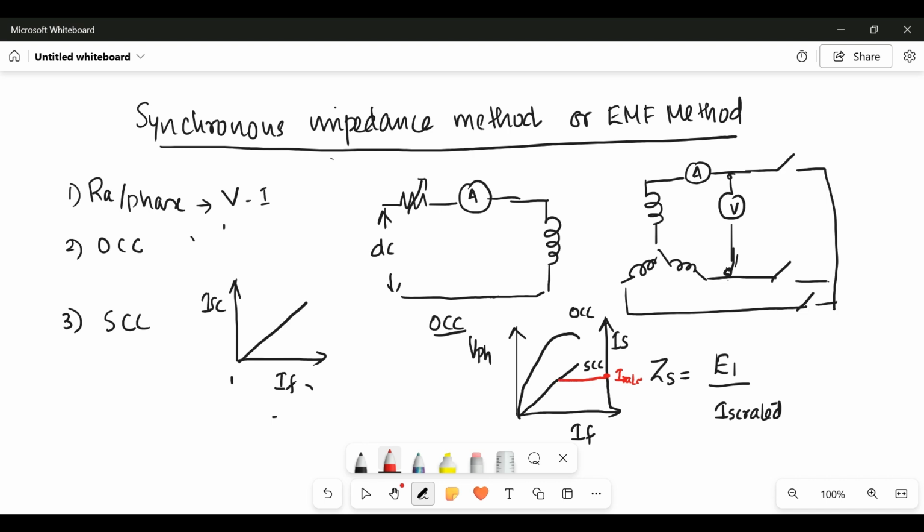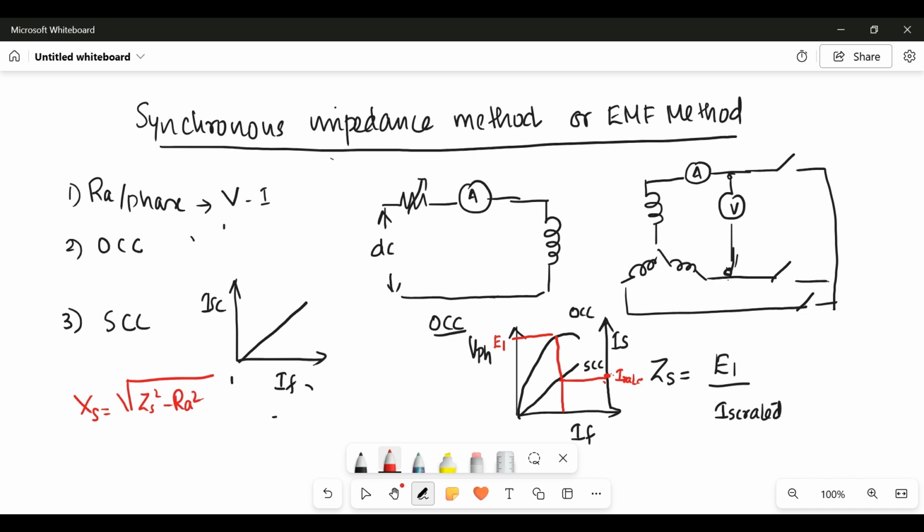We need to find the field current required to circulate that rated current. Then the voltage corresponding to that field current should be read. The same field current is required to circulate the rated short circuit current. That is the open circuit voltage E1. So ZS is equal to E1 divided by ISC rated. Using this ZS, we can find out XS, the synchronous reactance, XS equal to root of ZS square minus RS square.